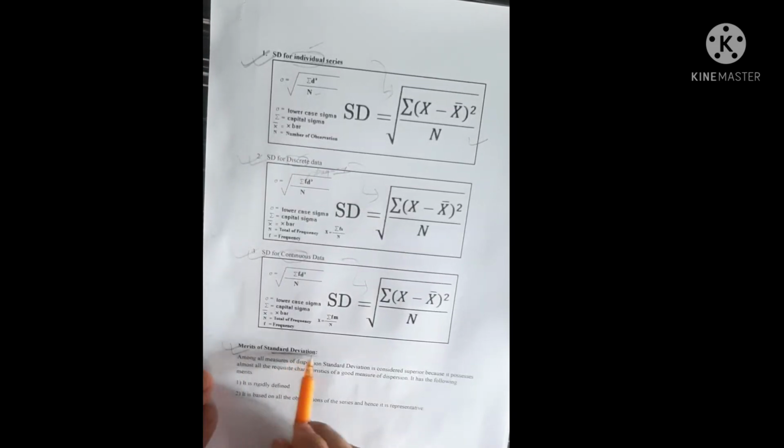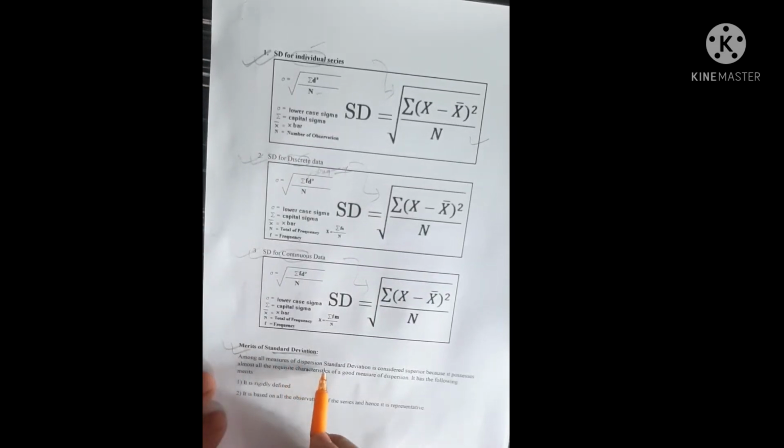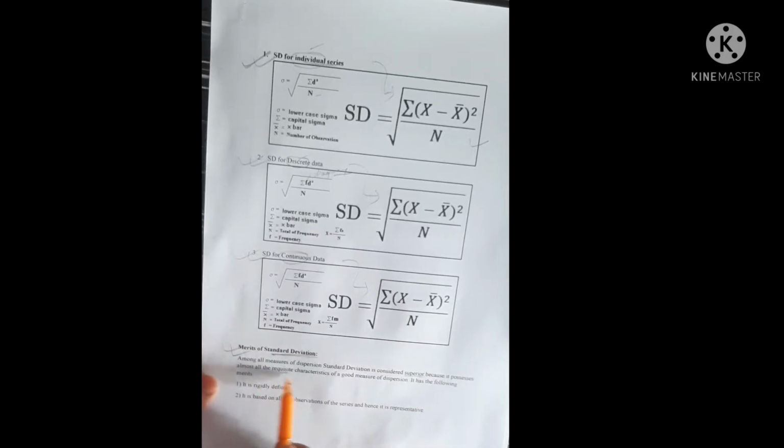Now the merits of standard deviation. Among all measures of dispersion, standard deviation is considered superior. It is considered superior because it possesses almost all the requisite characteristics of a good measure of dispersion. It has the following merits.